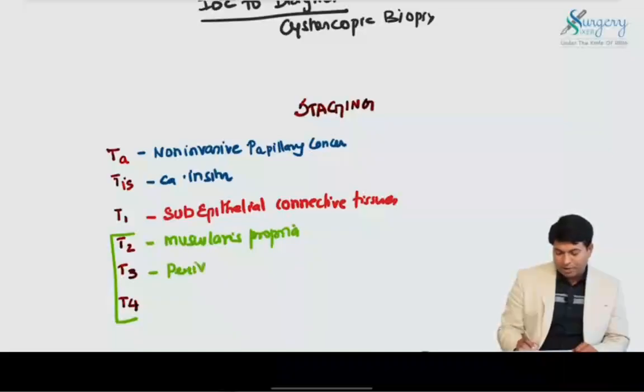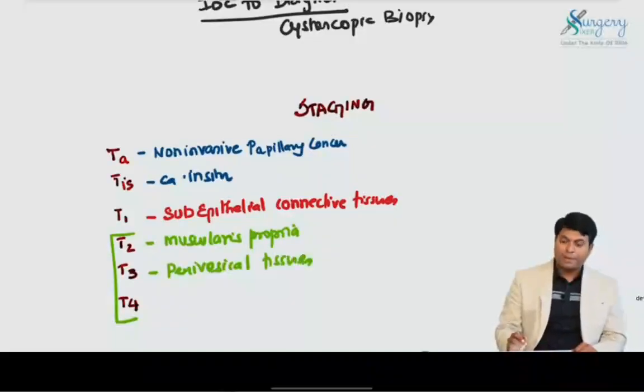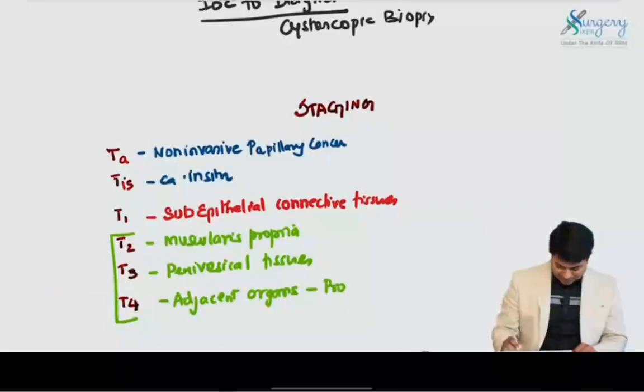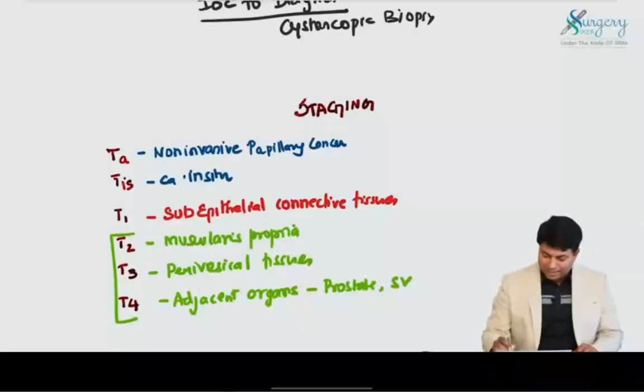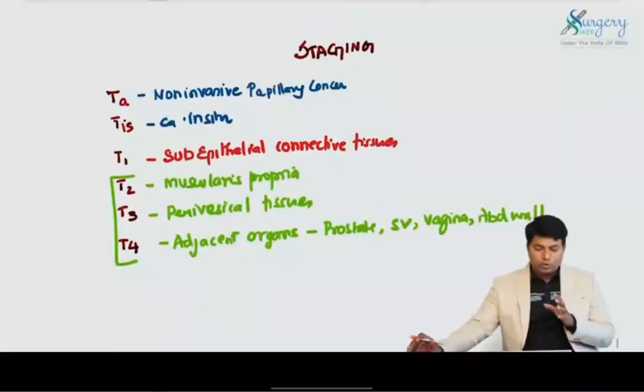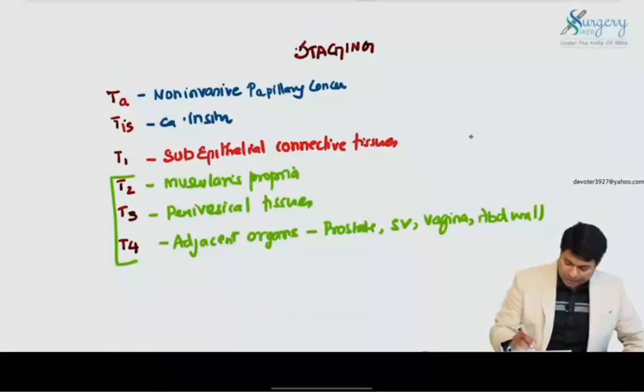T3 is when perivesical tissues are involved. T4 involves adjacent organs. What are the adjacent organs to the bladder? Prostate, yes, very good. Prostate and seminal vesicles in males. In females, even the vagina or even the abdominal wall. So this is a simple staging, as you can see. I'm telling you the staging because it is very important; I'm going to tell the treatment and prognosis based on this staging only. So I want you to know this staging.